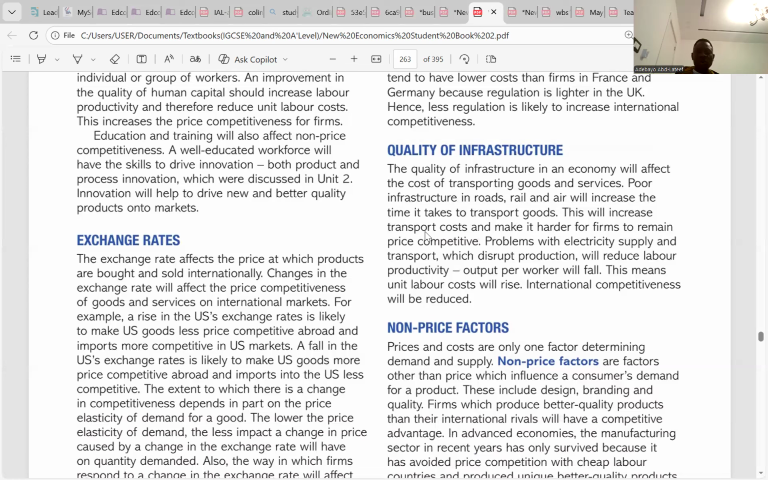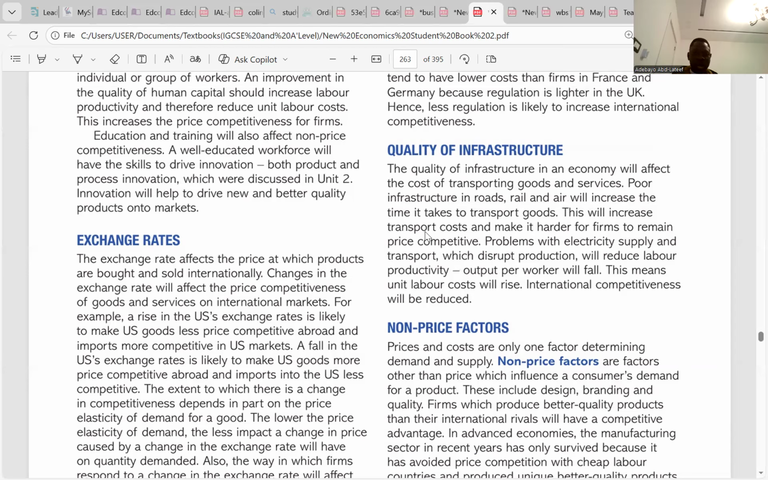Poor infrastructure in roads, rail, and air will increase the time it takes to transport goods. And when it takes time, it takes money. And because it's taking money, it increases cost. This will increase transport costs and make it harder for firms to remain price competitive.